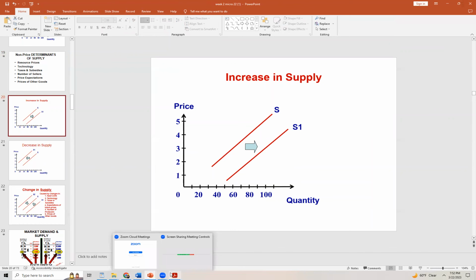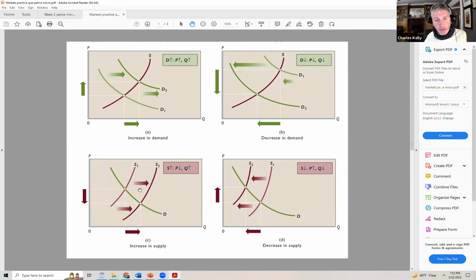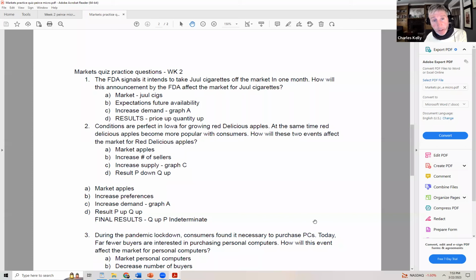Let's assume that's the only thing that happened in our problem. We say, okay, first, apples: an increased number of sellers is an increase in supply, just like graph C. I'm referring to graph C right here. That would decrease price from our current equilibrium to our new equilibrium and increase quantity. So price down, quantity up. And it says here, price down, quantity up.